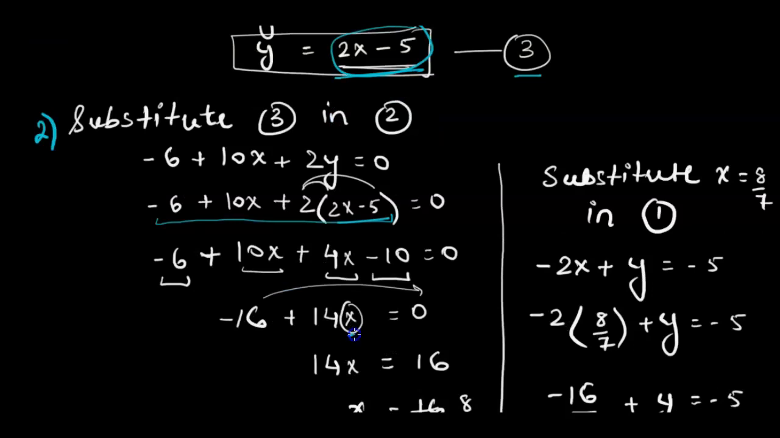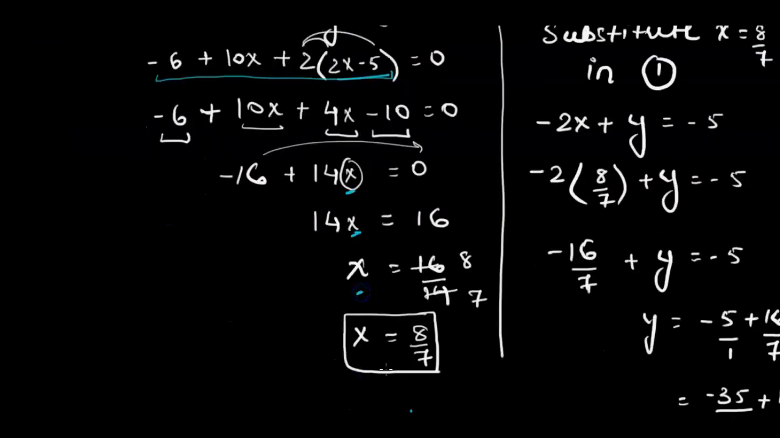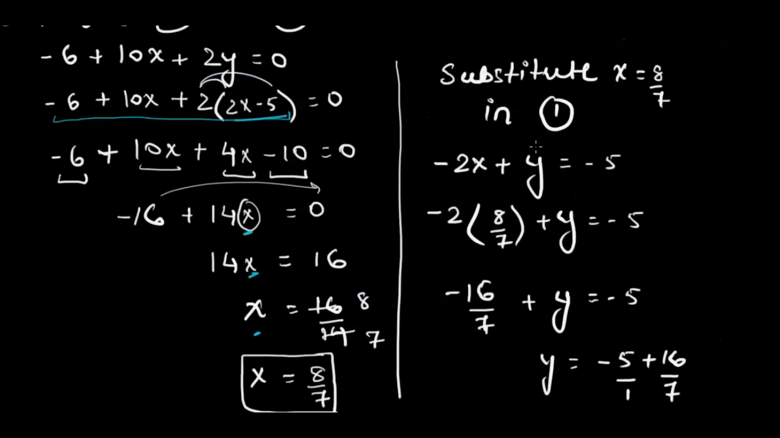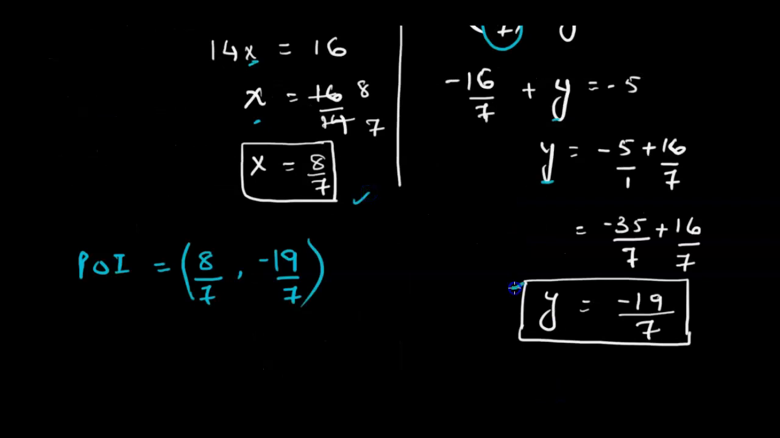Once the equation contains just one variable, we can isolate that variable. So we isolate x here. Once we isolate x, we get the value of x. Then we can use that value of x in any one of the equations given in the question. I used this value of x in equation number 1. In place of x, I substituted 8 over 7 and then solved for the y value. These x and y values are the coordinates of the point of intersection, and that's our final answer.